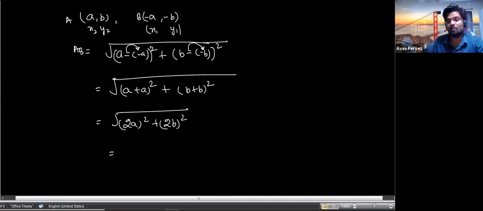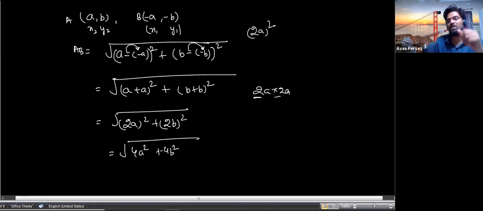So we have to multiply 2a into 2a. Sometimes students commit a mistake here: 2a whole square means the 2 is also going to be squared. So we will get 4a square plus 4b square, and we cannot split this one. So this will be the answer.